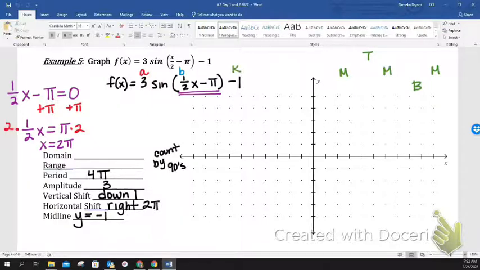Okay, so we're going to start this at 2 pi. So 2 pi is the same as 360. I'm going to go ahead and label this. So I'm counting by 90s. So let's see, where would 2 pi be? So this would be 90, 180. So this is my start. That's 2 pi on my axis.